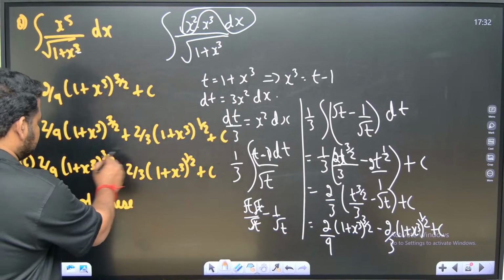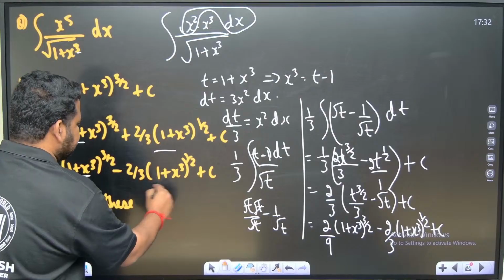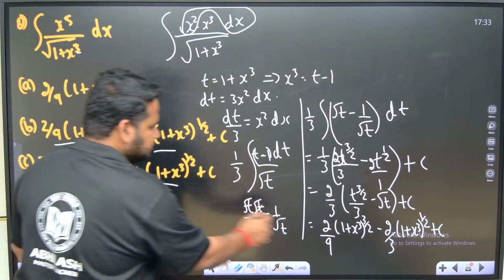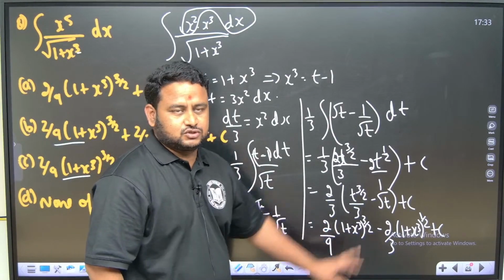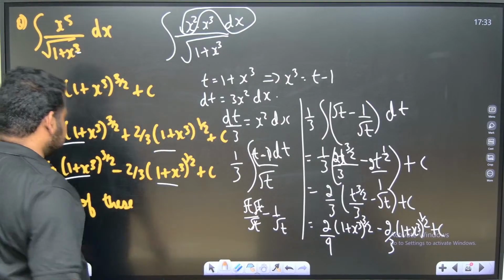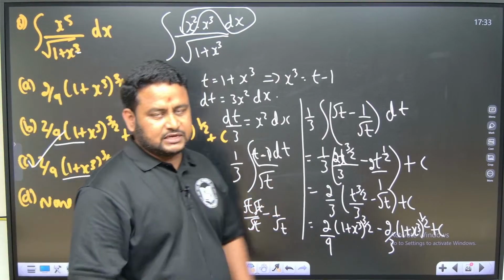So, the options are very close. This is same as this, but here it is minus and here it is plus, whereas here we are getting minus itself. So the answer is option C, which is the same as the answer that we got. Okay, got it? Very simple.